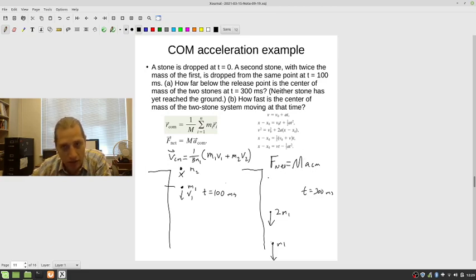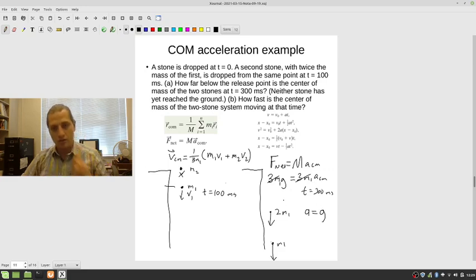So if we say 3mg, where am I getting the 3? It's because you have two masses plus one mass. So 3 times m1 times g equals 3m1, the total mass, times A of the center of mass. Notice that these cancel out. The center of mass now just drops at g. So the center of mass acts like its own projectile. It acts just like a dropping ball. Instead of having to consider these two dropping balls, you can just think of this as one dropping ball between the two.